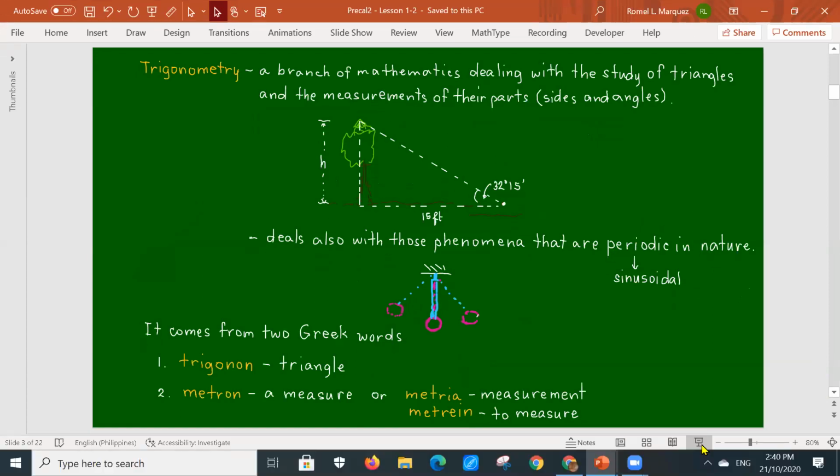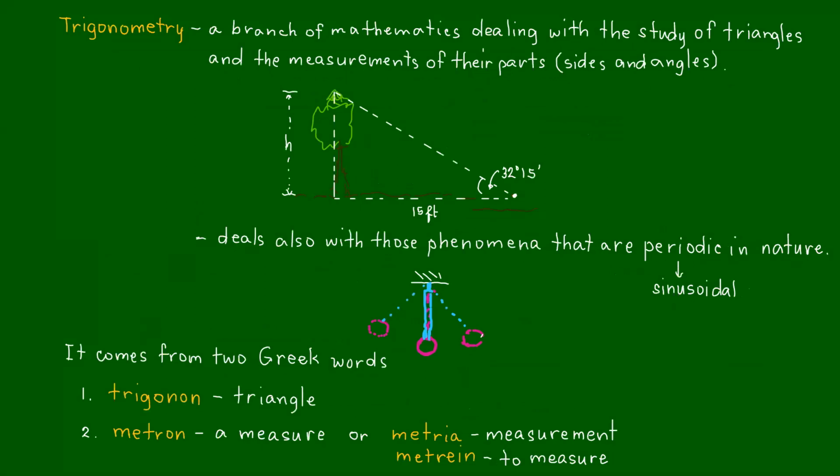So last time we had trigonometry. We defined it as a branch of mathematics dealing with the study of triangles and the measurements of their parts, sides, and angles. We say that trigonometry is not only applicable to triangles or to situations involving triangles, but also to those phenomena that behave periodically, that is, sinusoidal or repetitive in nature. So there are no triangles in such, but when mathematically modeled they involve trigonometric functions, especially sine and cosine.